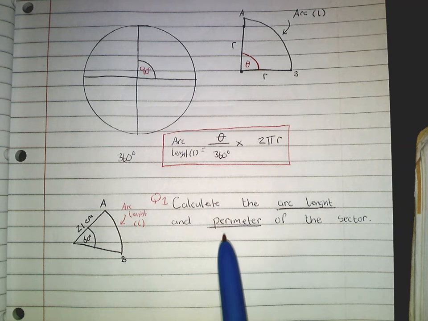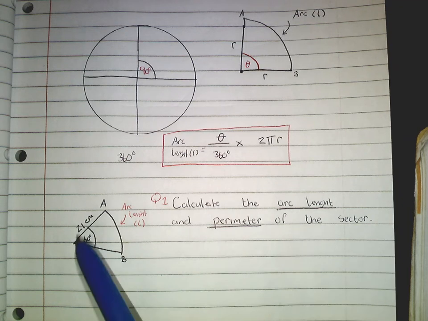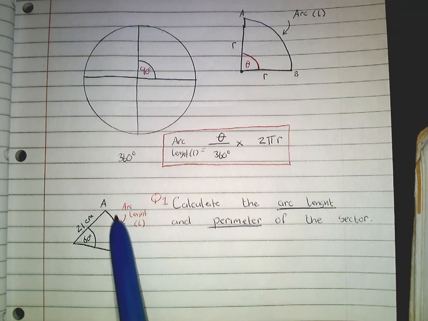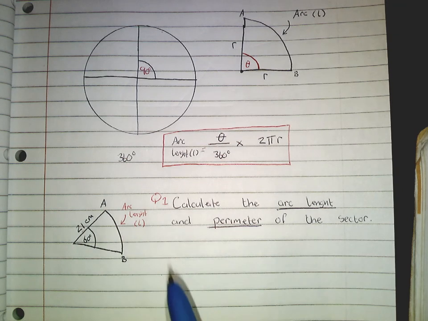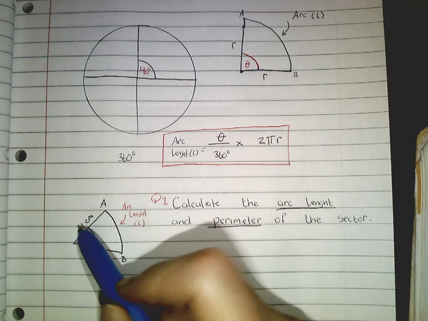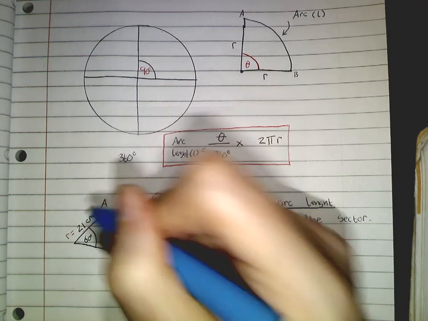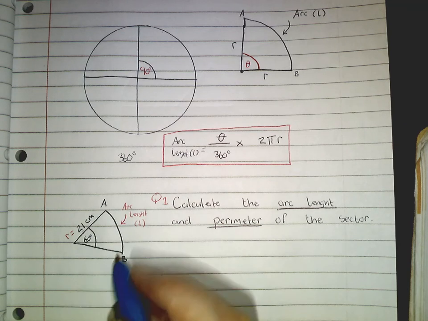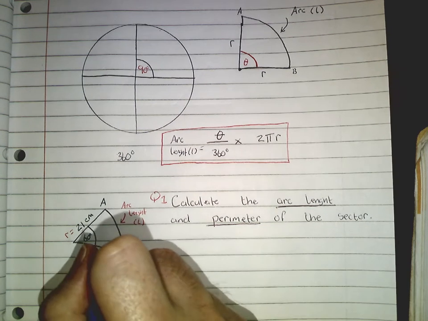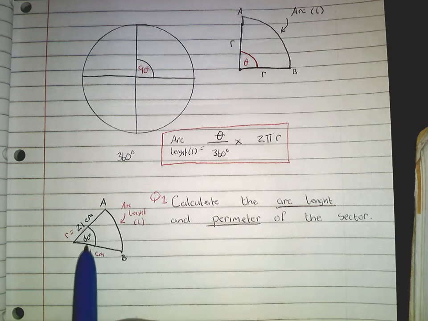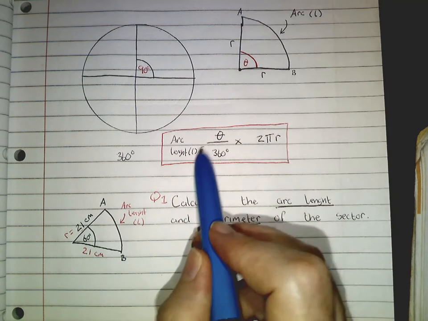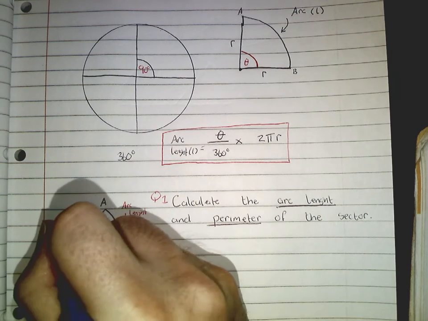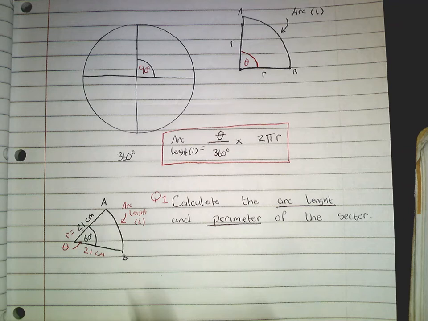And the other thing we want to do is calculate the perimeter. So basically the perimeter is going to be this side, this side, and then the arc length. You're going to add up the 3 of them together. Now if we have a look here, this 21 here is the radius, so r is equal to that. If this radius is 21, then this radius here is also 21, so this here will be 21 centimeters. And theta is equal to 60 degrees. So this here is theta.